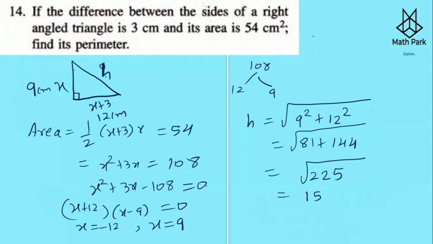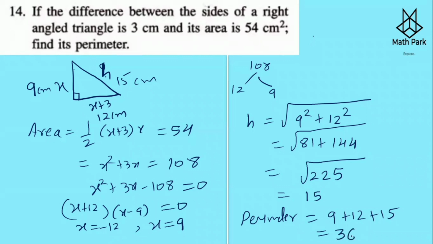And then we find the perimeter. So we got the side as 15 centimeter. The perimeter of the triangle is equal to the sum of all sides, that is 9 plus 12 plus 15. 9 plus 12 is 21, 21 plus 15, we get 36 centimeter as the perimeter of this triangle.